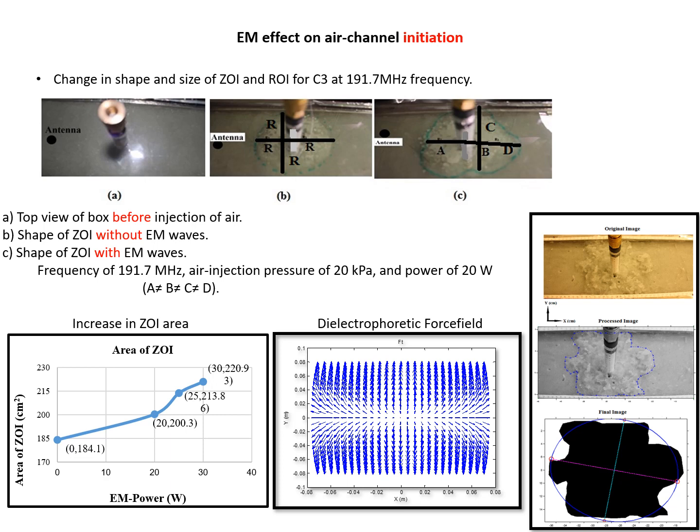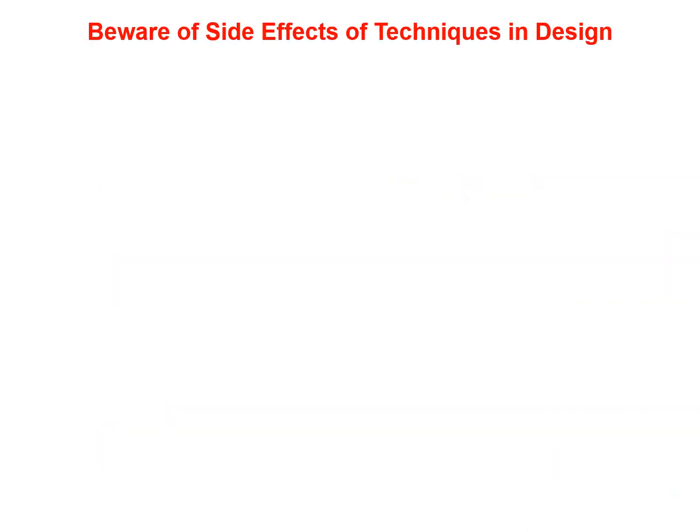Here on the bottom left, you can see an image where the vertical axis shows the area of the zone of influence, and the horizontal axis shows the EM power from 0, no power, to 10, 20, 25, and 30 watts. And you can see the area can also be controlled. When you design any method, you got to be careful about the side effects. And we realize electromagnetic waves alter the hydraulic conductivity of any soil.